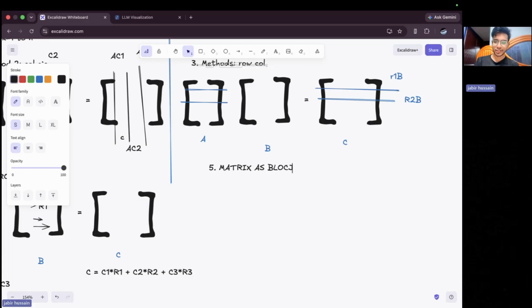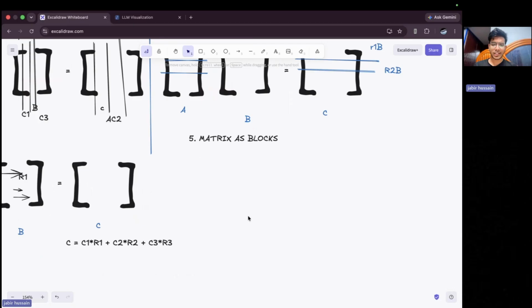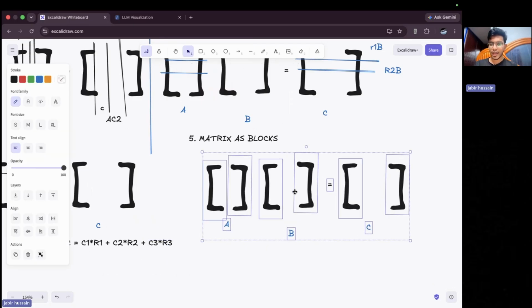as blocks. This method particularly is useful for large matrices. When you have an 11 or 12 dimensional matrix, internally your system breaks that large matrix into smaller ones, finds the product of those smaller matrices, and then combines them to get the bigger dimension answer. So let me show you how this works as well. Let me paste it. Okay, I have this here.